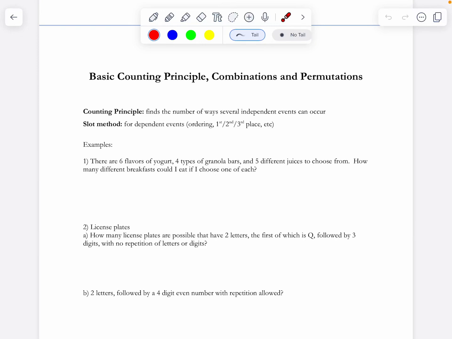Okay, I'm going to start talking about a couple things regarding what's called the basic counting principle, combinations, which we talked about the formula the other day, and then permutations. So the counting principle, or we might call the multiplication principle, finds the number of ways several independent events can occur. Sometimes I'll refer to it as the slot method. This is for dependent events. We can go ahead and multiply for the slot method. And this is when we order things.